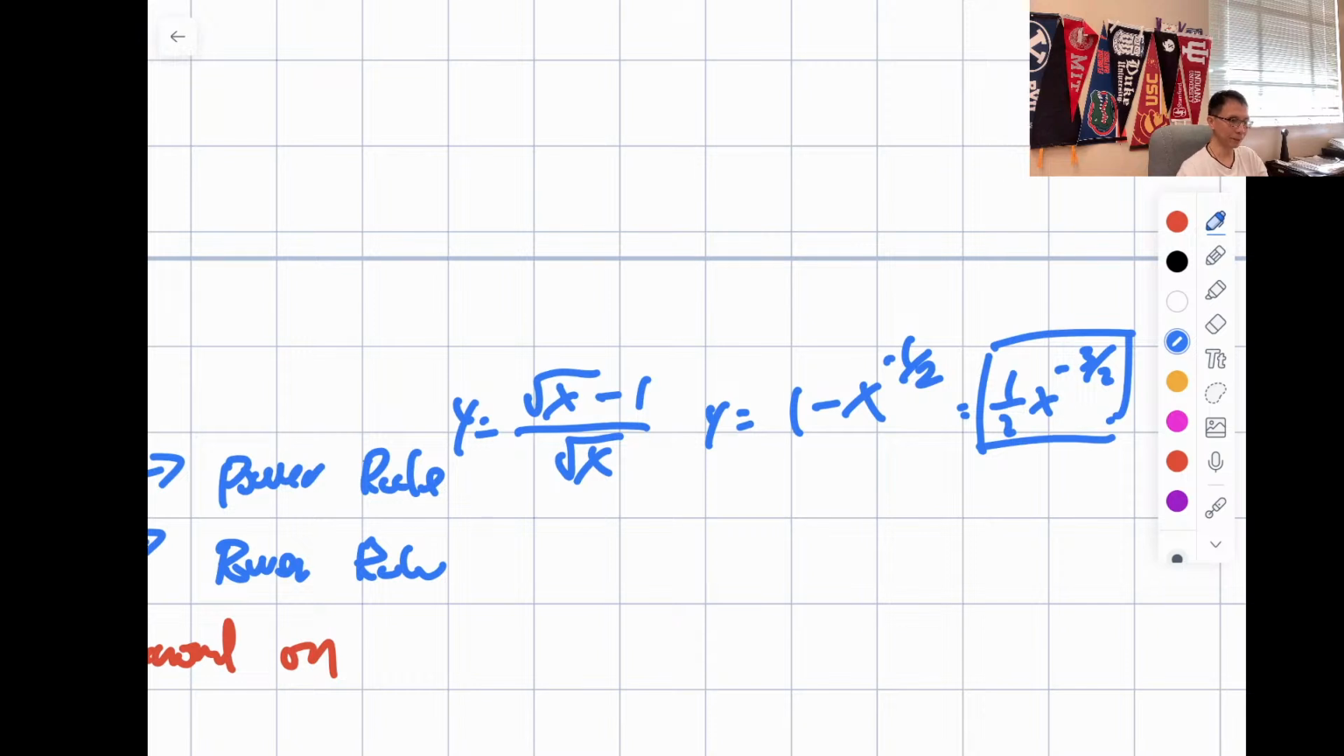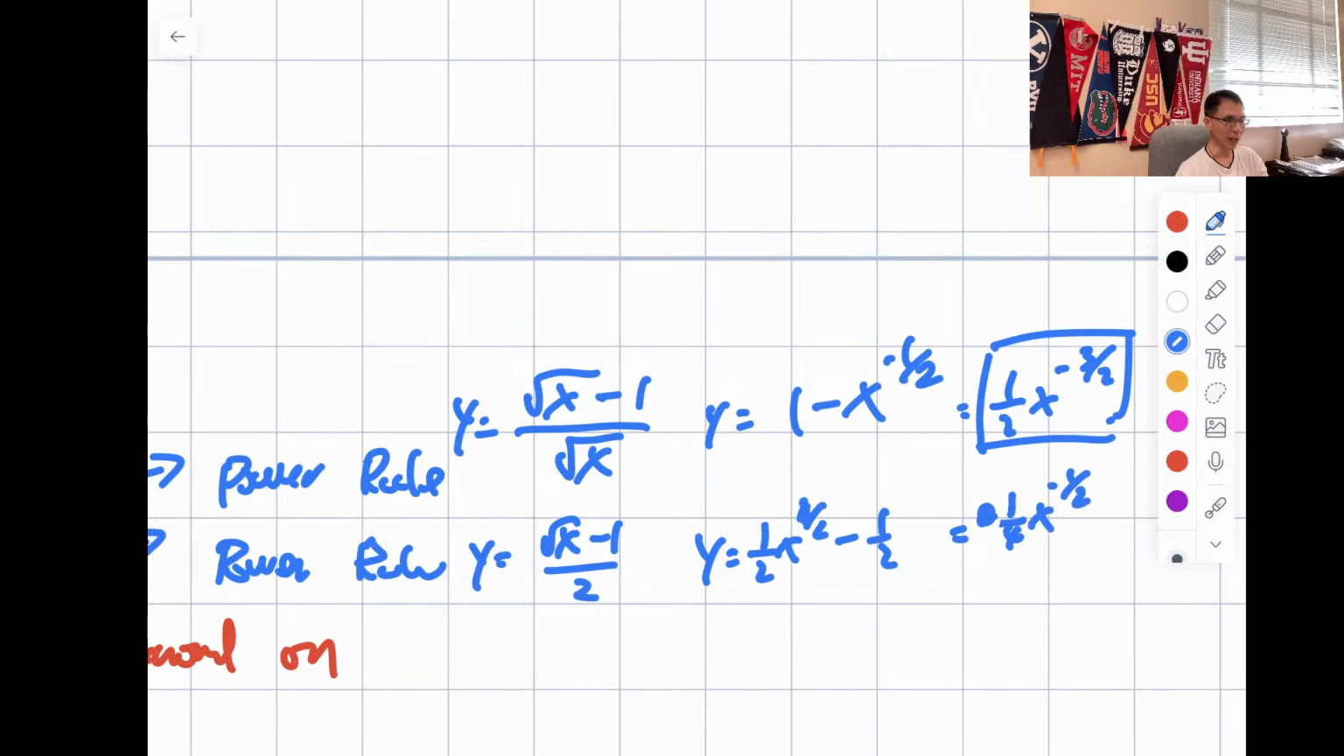I split them. Same thing as this one. If I have square root x minus 1 over 2, I can split them. So it's 1/2 x to the 1/2 minus 1/2. If I take a derivative of this, it's going to be negative 1/4. No, positive 1/4 x to the negative 1/2. And I'm done. I split them, I take a derivative.